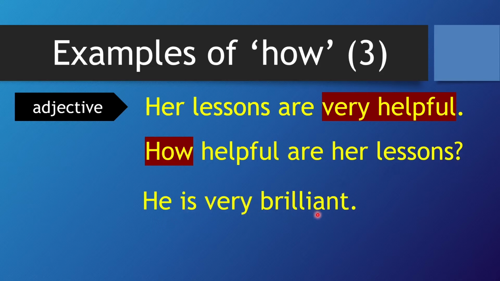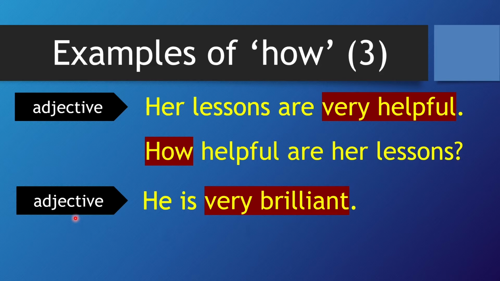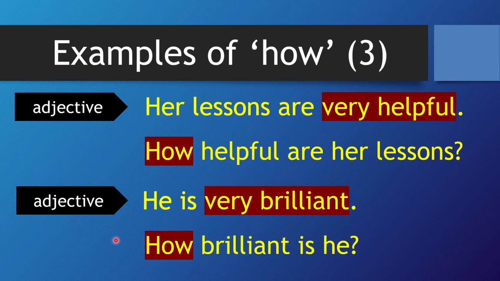He is very brilliant. Very brilliant is marked here because it is showing the adjective. So we will write, how brilliant is he? In the beginning, how, then we will write the adjective. Adjective is here brilliant. So we will write brilliant. After that, the auxiliary or main verb. So here, is working as the main verb. We are writing the main verb and he, the subject, he is here. So how brilliant is he?